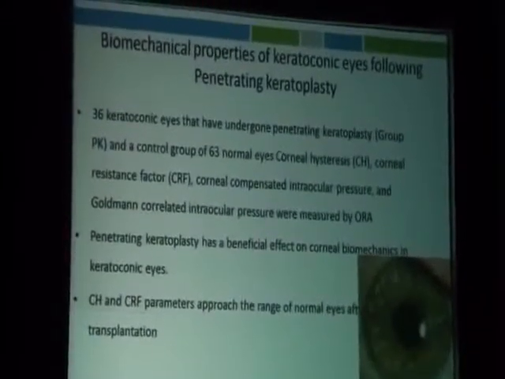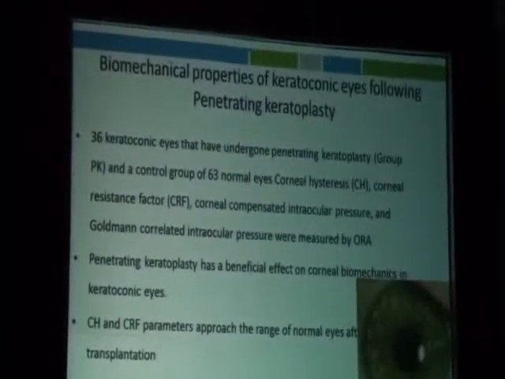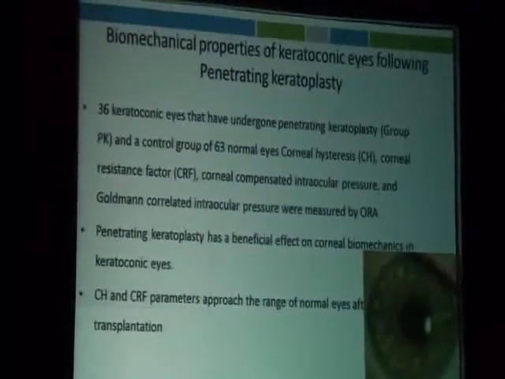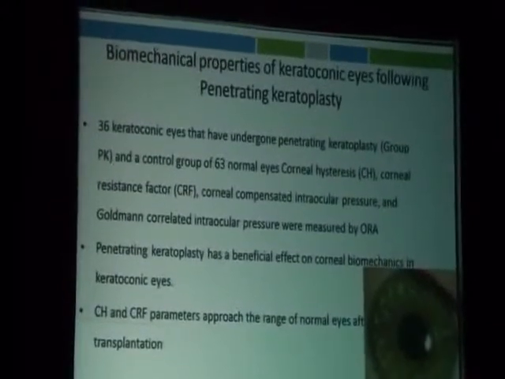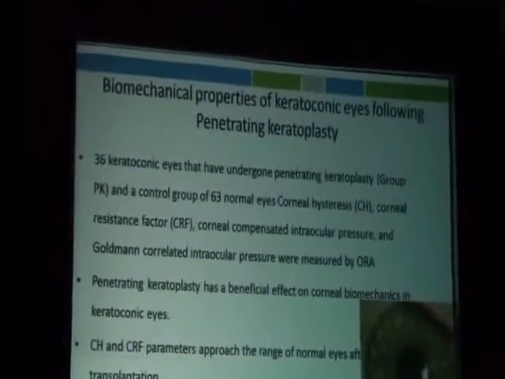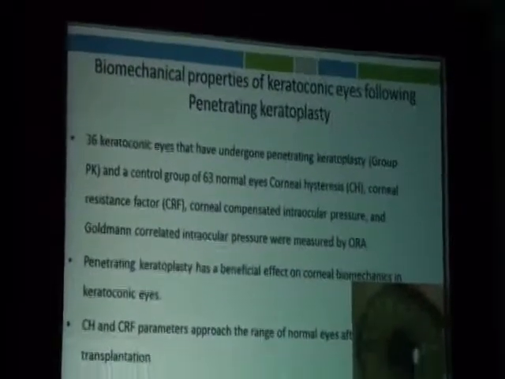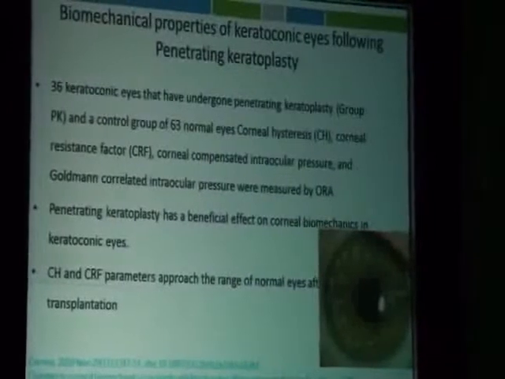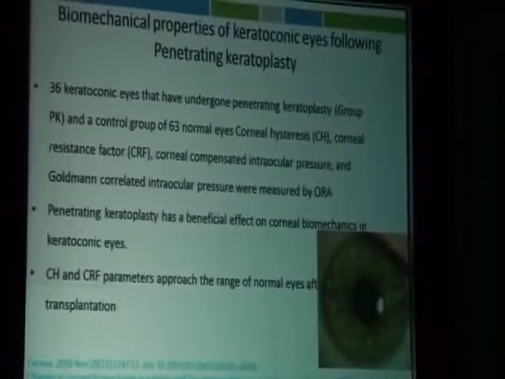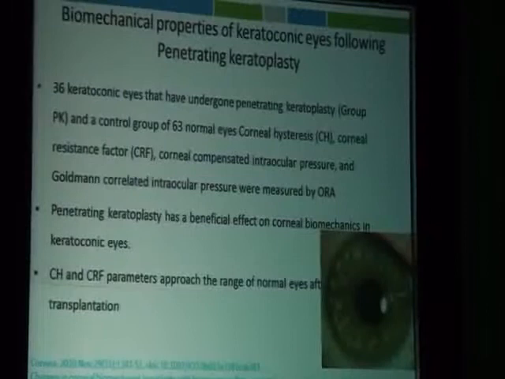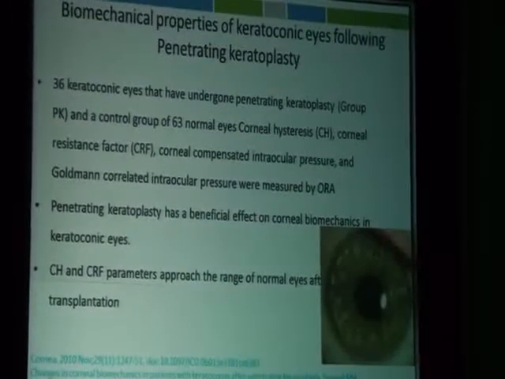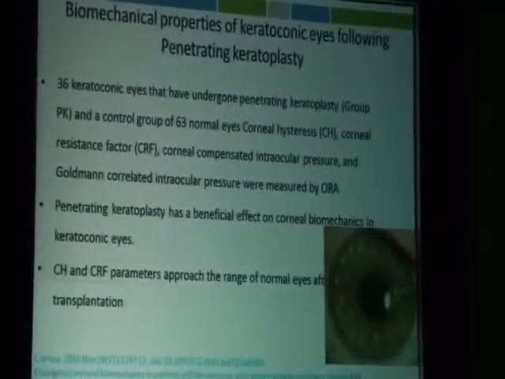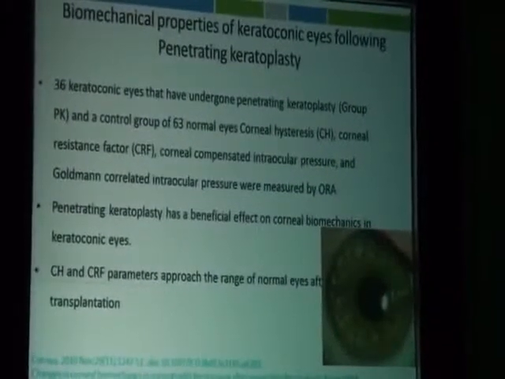Yeah, that's really a nice topic to talk about. But since we are using a totally different normal tissue, what the reaction should be, nobody knows, because we also have corneal scarring along with it, and there is a peripheral rim of the original tissue left. While studies have found that CH and CRF approach almost the normal range after penetrating keratoplasty.